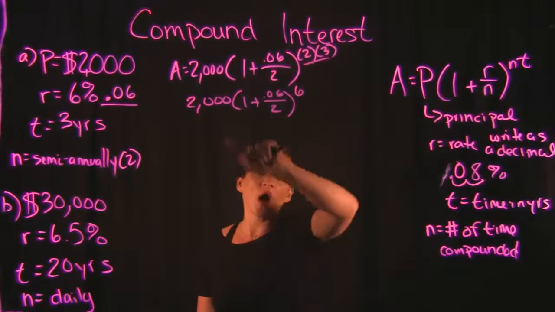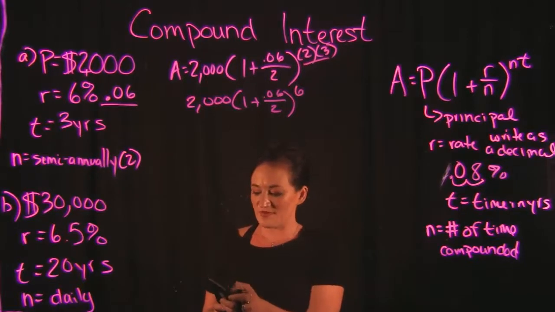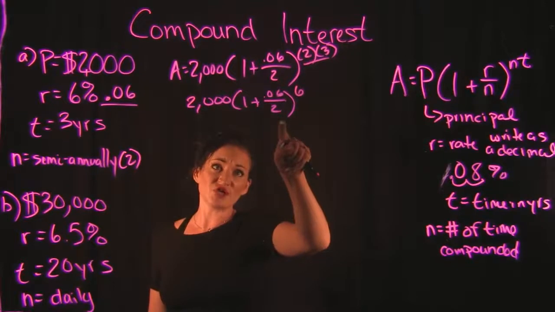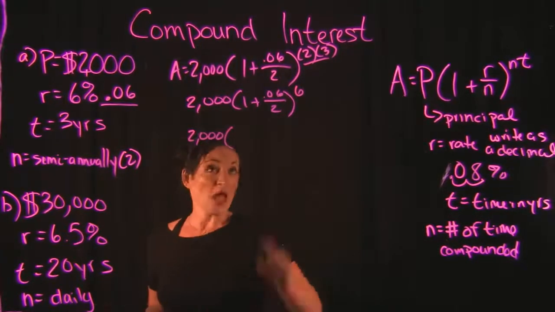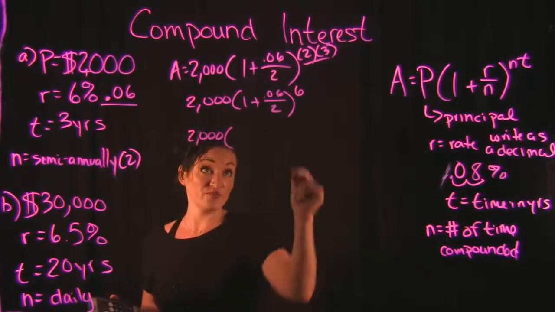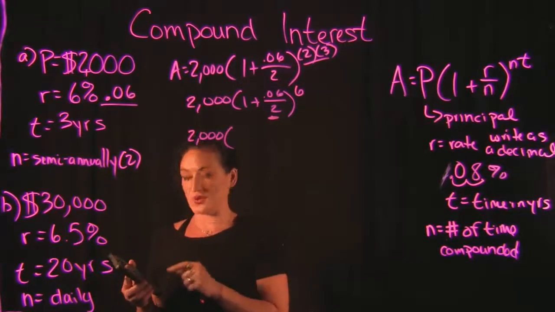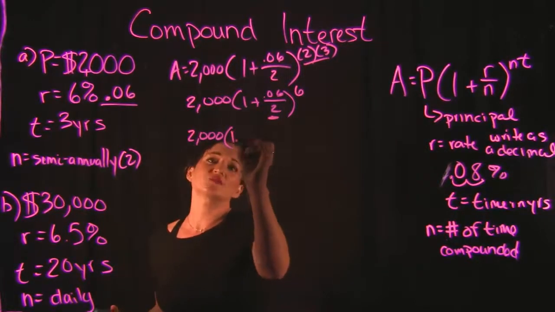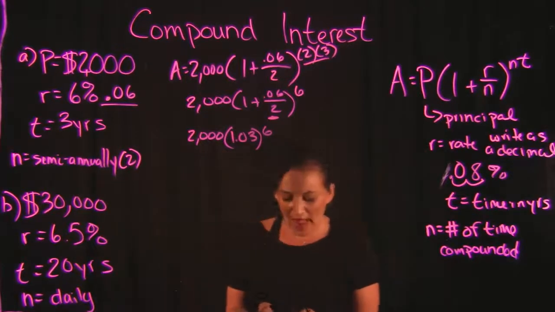Then I'm going to work on simplifying inside the parentheses. So we need to simplify everything going on inside there. So we would start with the division and then do the addition. So I'm going to drop the 2,000 down. And what I'm going to do is take 0.06 and divide it by 2, which is this part here. And then we need to add 1 to it, right? So 0.06 divided by 2, then plus 1 gives us 1.03, and that was to the 6th power.